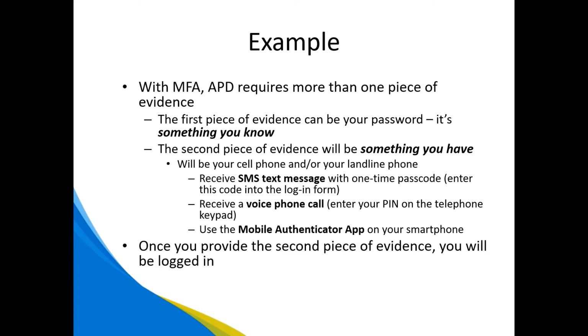The first piece of evidence can be your password because it's something that you know. But the second piece of evidence has to be something that you have. It will either be your cell phone or a landline phone, a place where you're able to either receive SMS text messages with a one-time passcode or receive a voice phone call and then enter a PIN on the keypad. Or you could use the mobile authenticator app on your smartphone. Once you provide that second piece of evidence, you'll be able to get logged in.